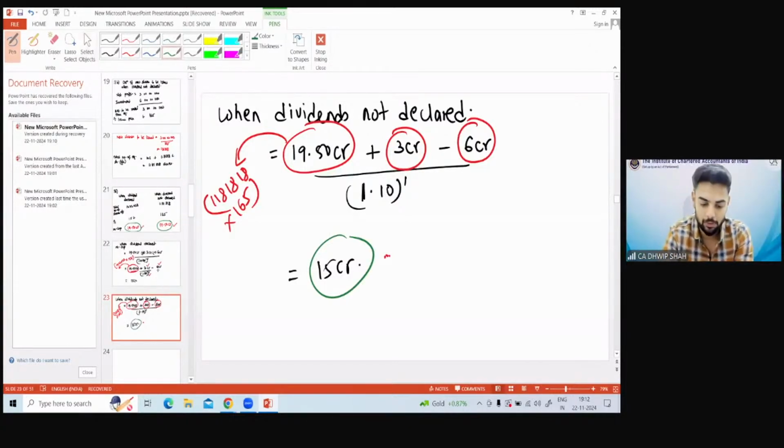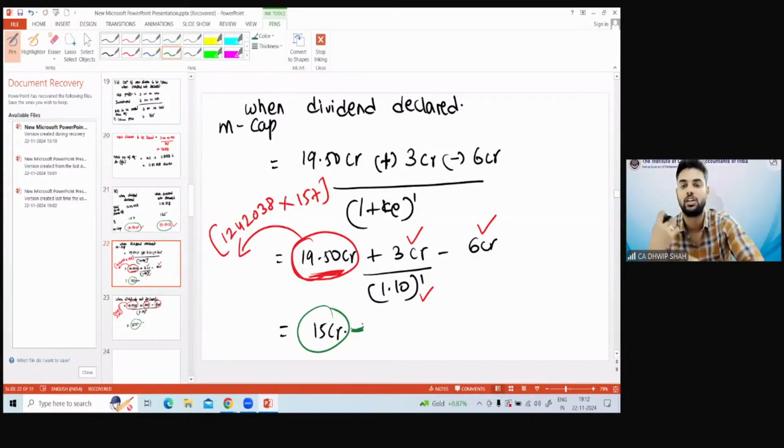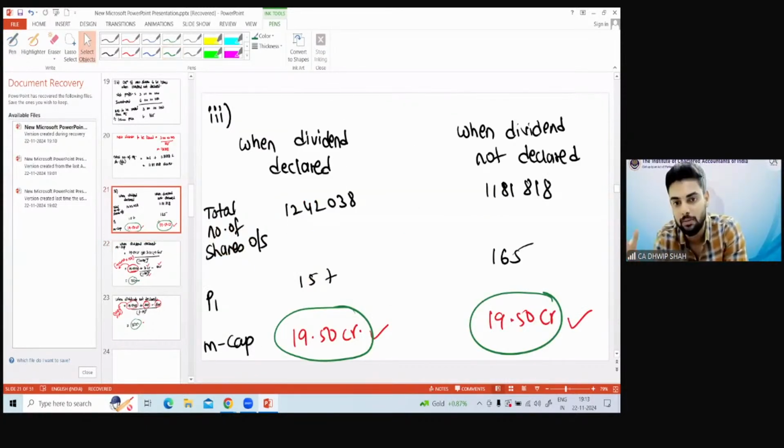We just have to prove that the value remains the same. Whether you prove it from 15 CR or from 19.5 CR, it doesn't matter. This 15 CR is the value today because we have discounted the future market cap, and 19.5 CR is the future market cap only. We have to prove that it remains the same, whether at the end of year 1 or today. Hope everyone understood this.